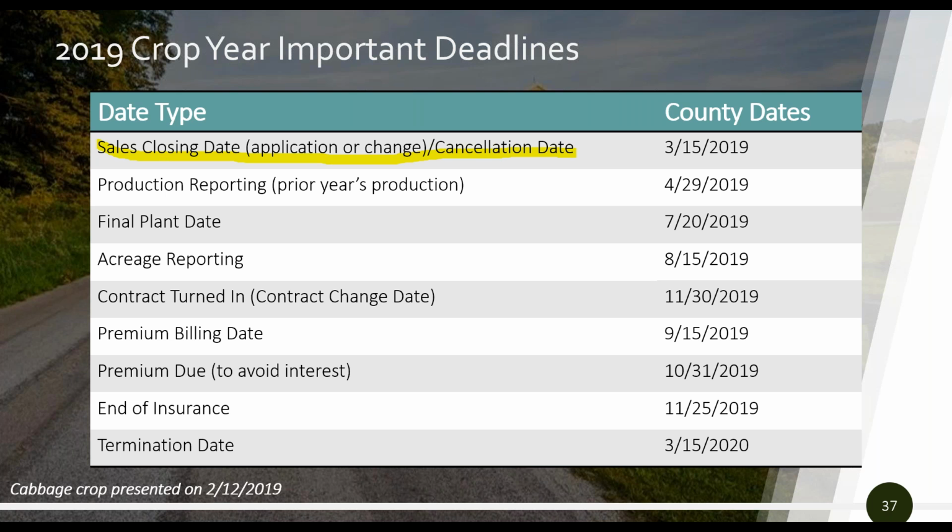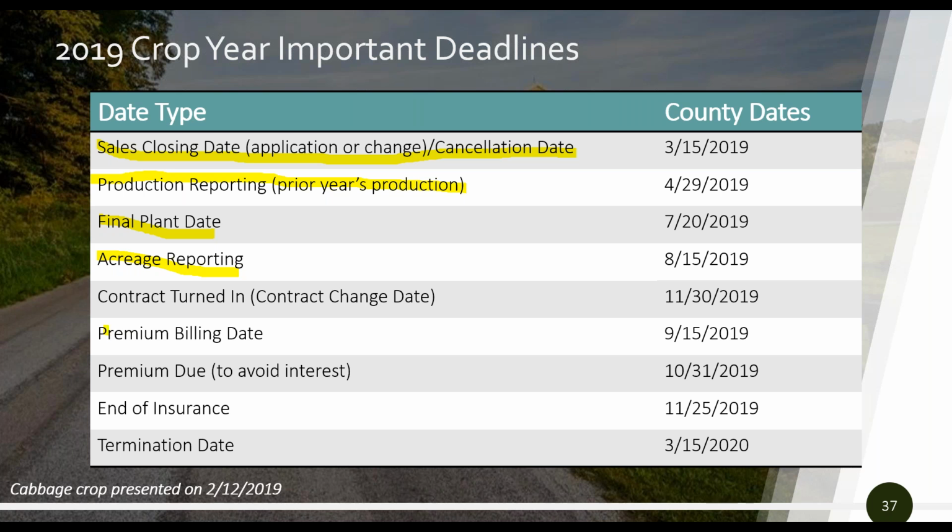Production reporting, this is where you turn in the prior year's production. That will be April 29th. Final plant date, July 20th. Acreage reporting date is August 15th. The contract change date I put in here is November 30th. That's when Risk Management Agency can update, revise the policy.